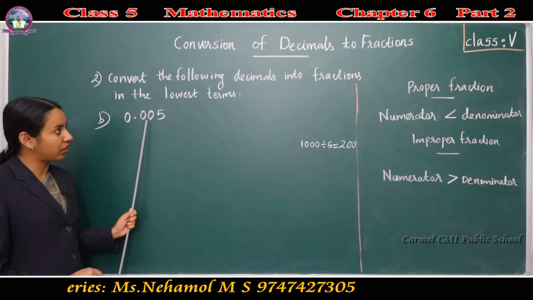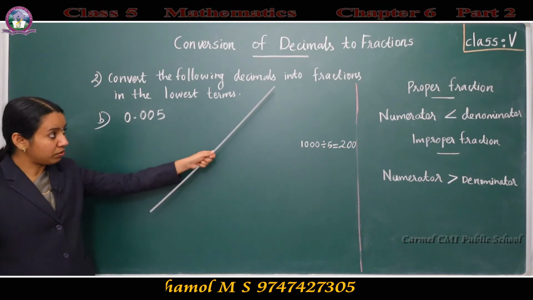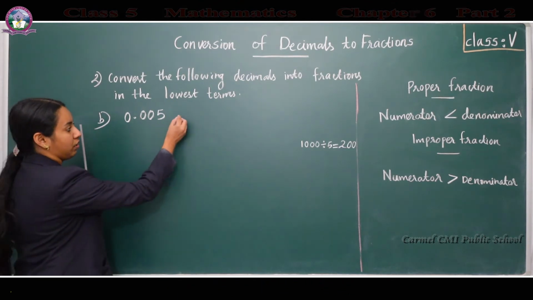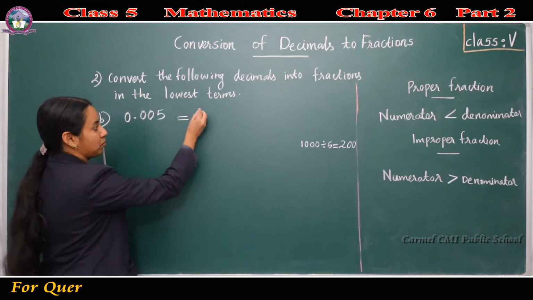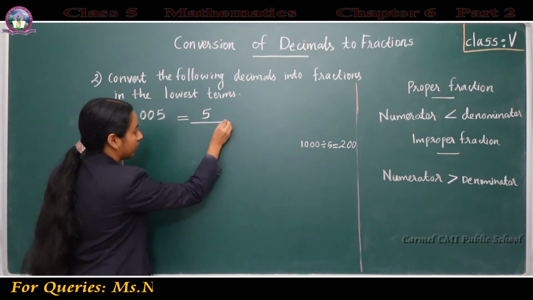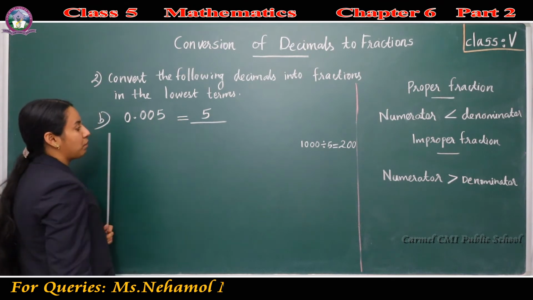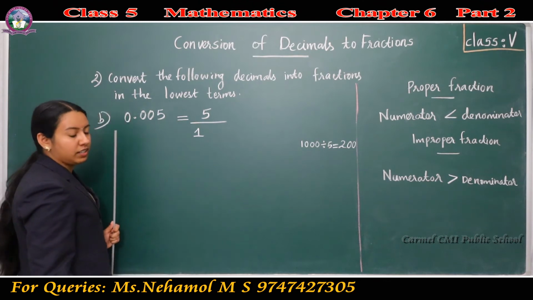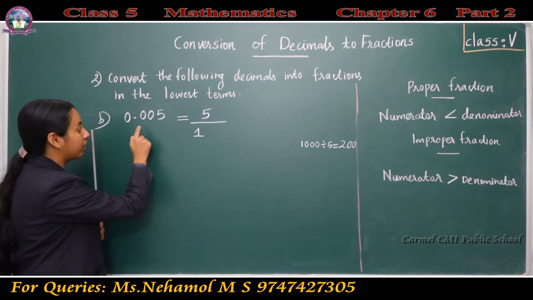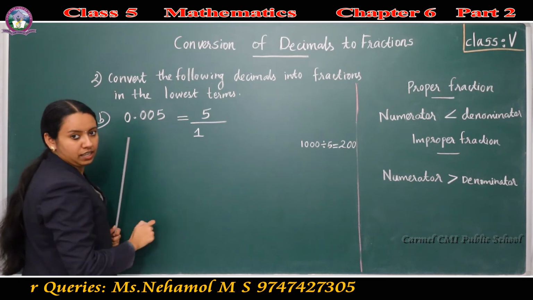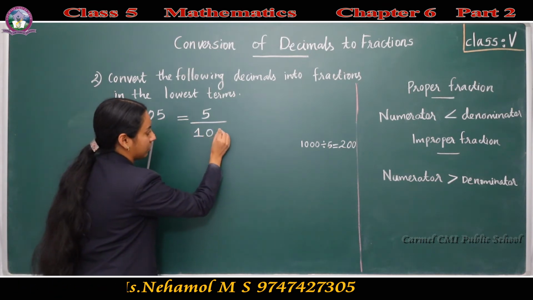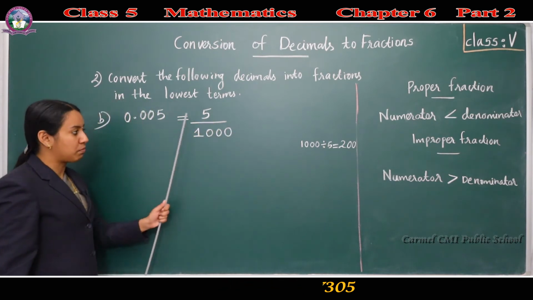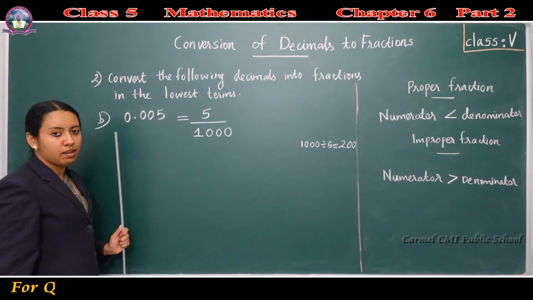0.005. We have to convert this to the lowest term, and first we have to convert it to a fraction, then to the lowest term. Then what are the steps? First we write the decimal without the decimal point, 5, then write 1 in the denominator. Then how many decimal places are here? 1, 2, 3. So we have to put 3 zeros. 5 by 1000 is the corresponding fraction.